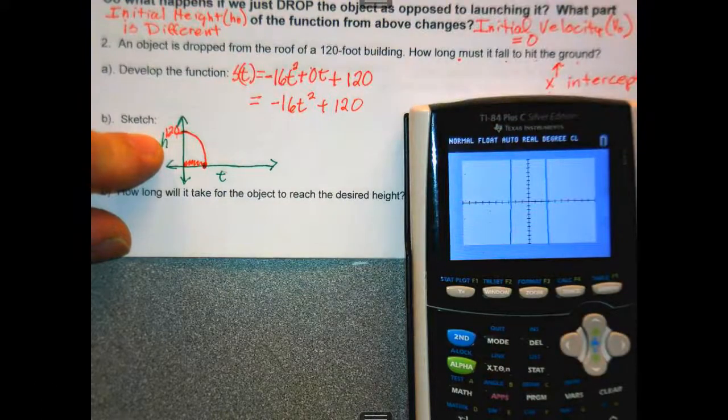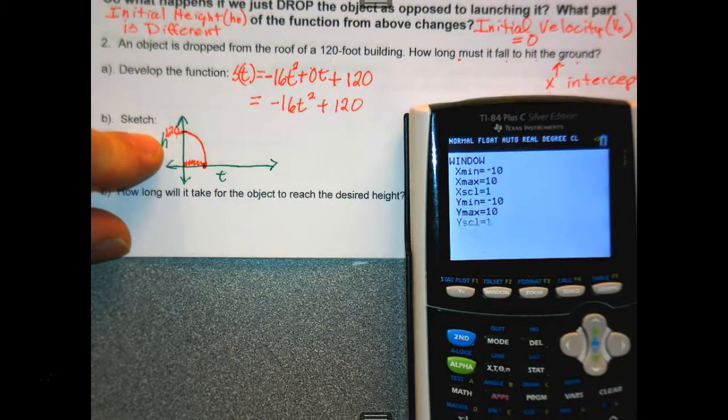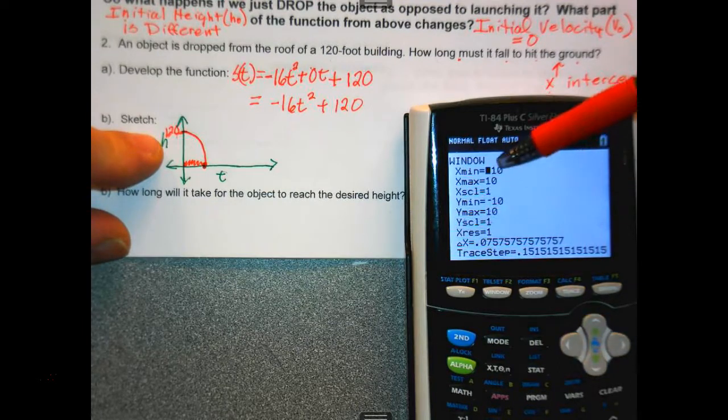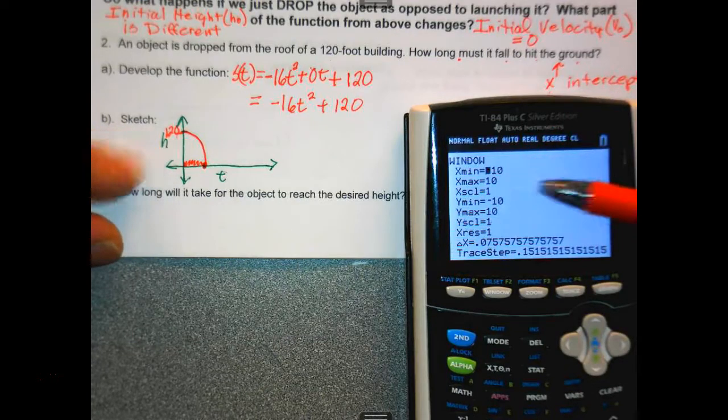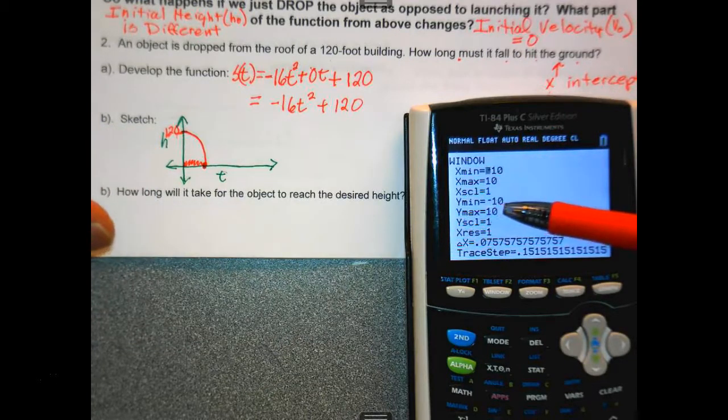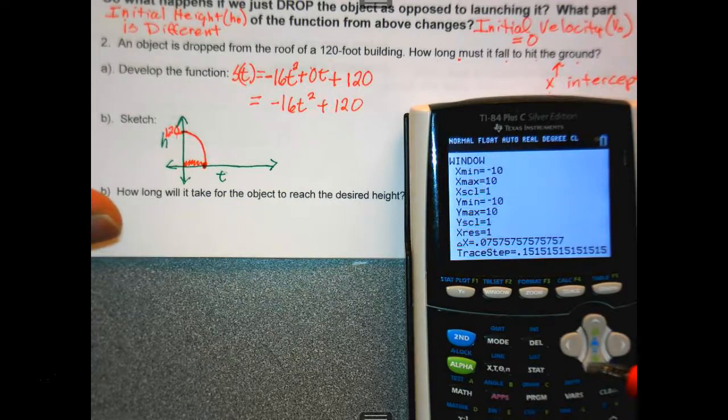So I'm going to go to our window here. And you got this negative 10, positive 10, 1, negative 10, positive 10. Well, this is my x min, x max, y min, y max. Now, remember, I told you we're at 120 feet here. So for my y max, I'm going to put at least 120. I'm going to go 140.